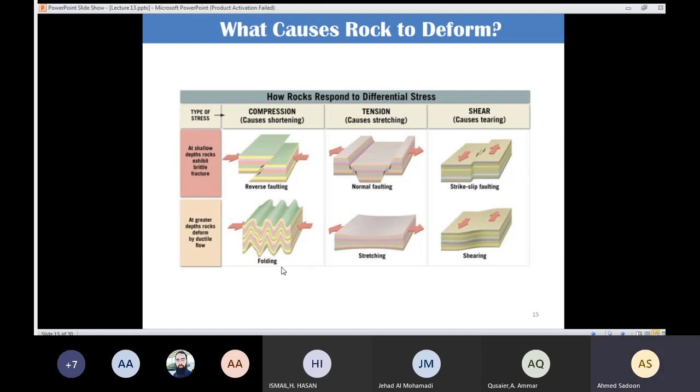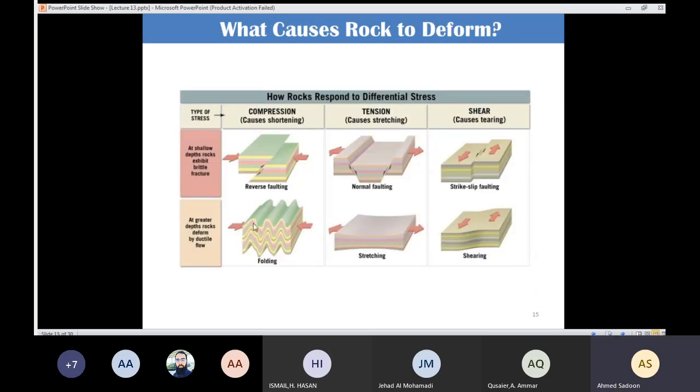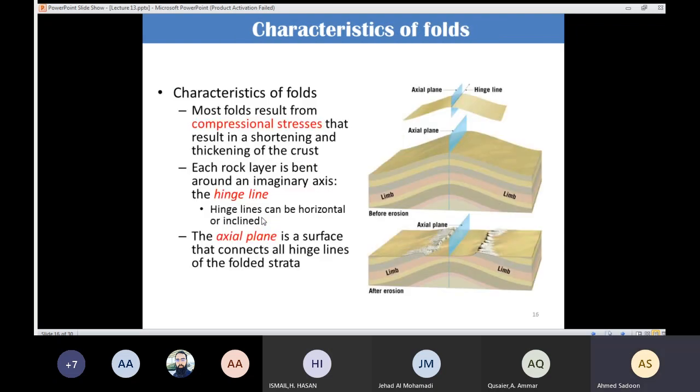So if we are going to talk about the characteristics of folds, we need to know that most folds result from compressional stresses. And because of that, we are going to have shortening and thickening of the crust. So we are going to have shortening, and the thickness of the crust is going to be increased. And there are some terms associated with the folds we need to understand.